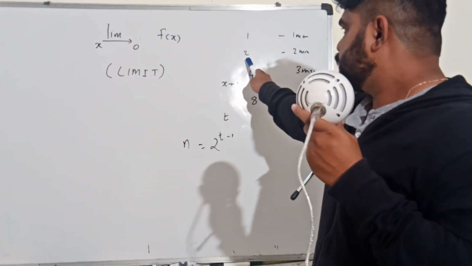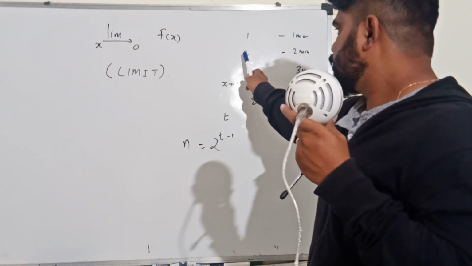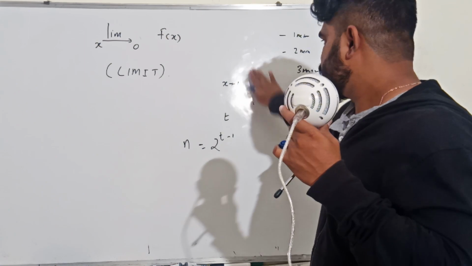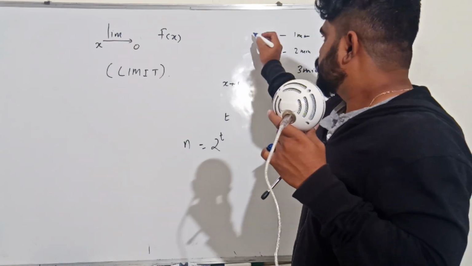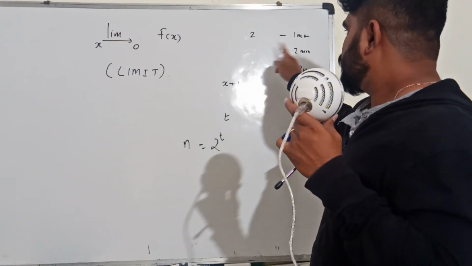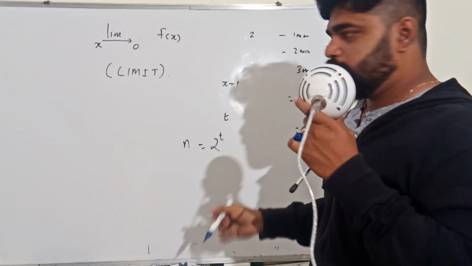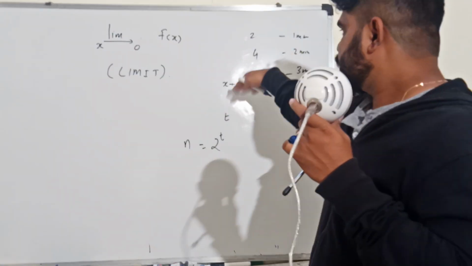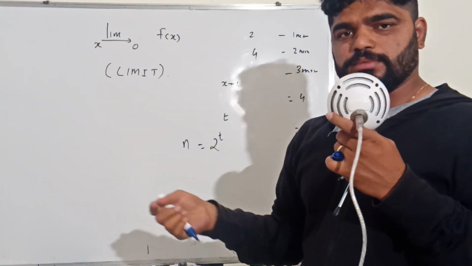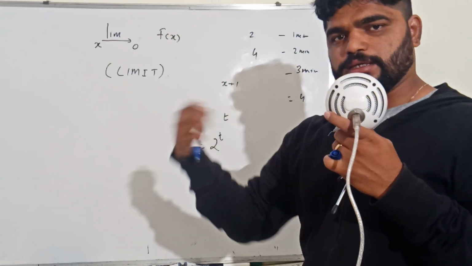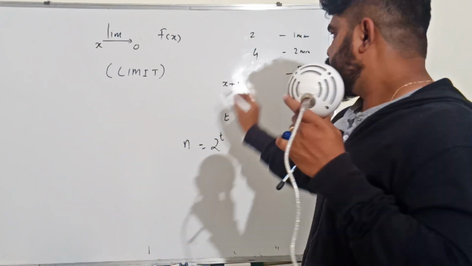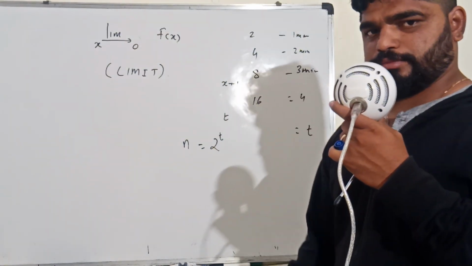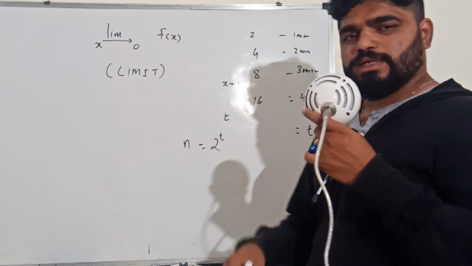After 2 minutes, they are going to become 4 bacteria. Sorry, I will just change it. After 1 minute, I'm going to get 2 bacteria. After 2 minutes, these 2 bacteria are going to double and I'm going to get 4 bacteria. After 3 minutes, each of these 4 bacteria is going to double, so 4 into 2 is 8, and 8 will get doubled, it will become 16, and so on. So I just want to find a general solution.